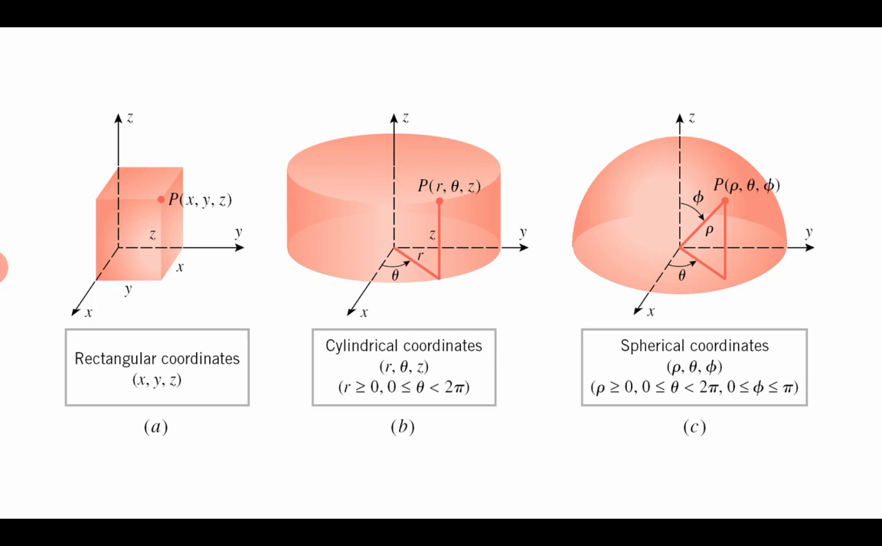But in the spherical coordinate system, we use an ordered triple to describe the location of a point in space. In this case, the triple describes one distance and two angles. One distance is the radius of the sphere, rho, theta is the horizontal angle, and phi is the vertical angle. Theta is allowed to have values from 0 to 2 pi, and phi can take values from 0 to pi.